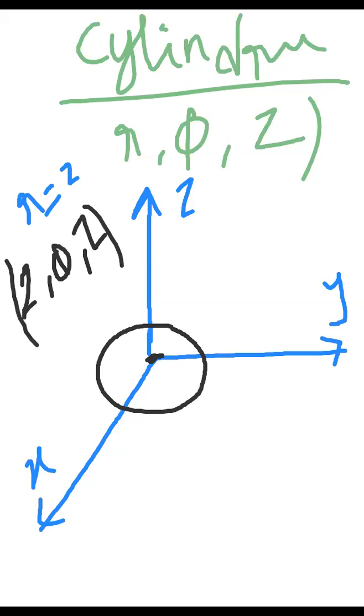If somebody is giving r is equal to 2, that means what? (2, φ, z). That means z can be anything, and φ can be anything. φ anything means you can be here, here, or here, anywhere on the circle. That is the meaning of φ. And z is also telling you z can be anything. That means the same circle you can extend upward or downward. For simplicity, I extend upwards.